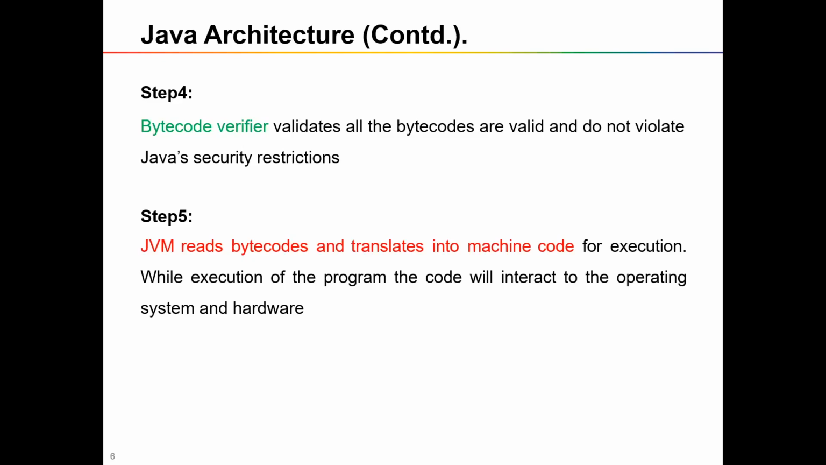Once the bytecode is verified by the bytecode verifier, the bytecodes are given to the JVM. The JVM converts the bytecodes into the corresponding machine code for execution. So these are the 5 steps to be carried out whenever we compile and run a Java file.